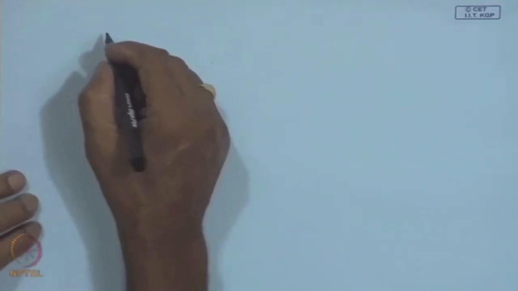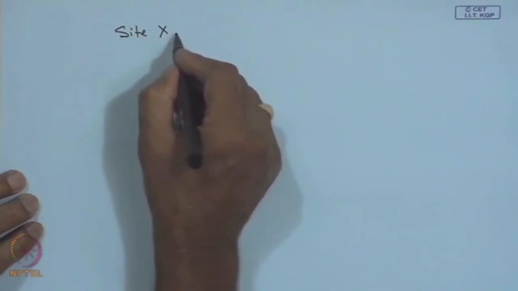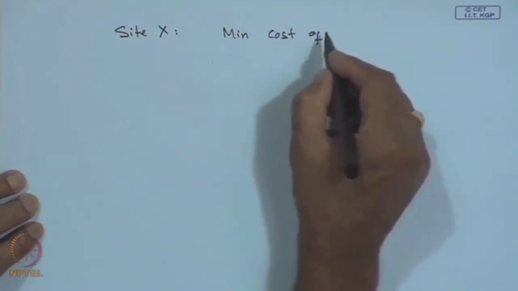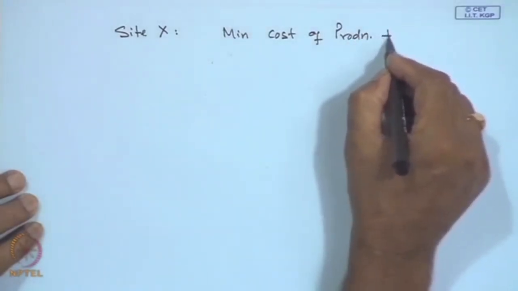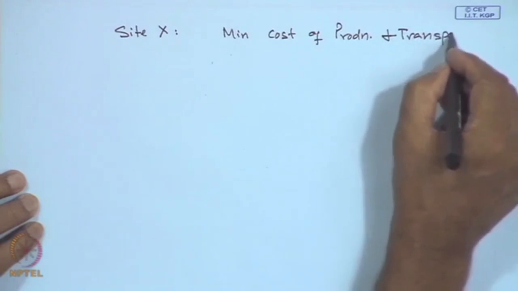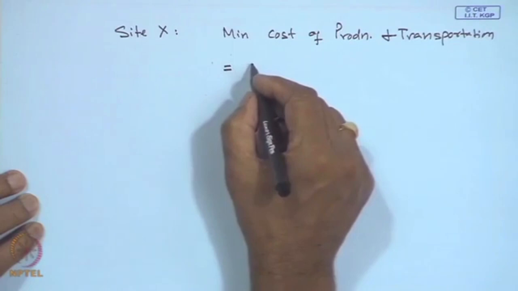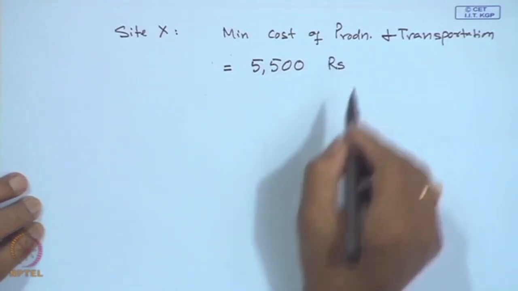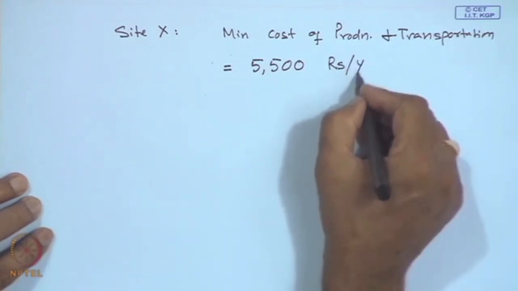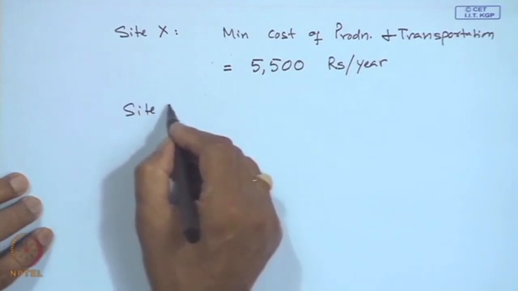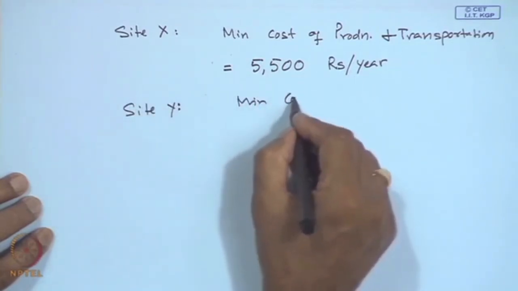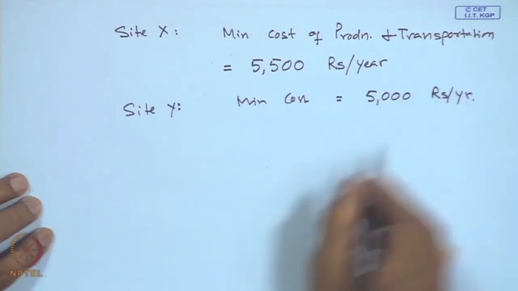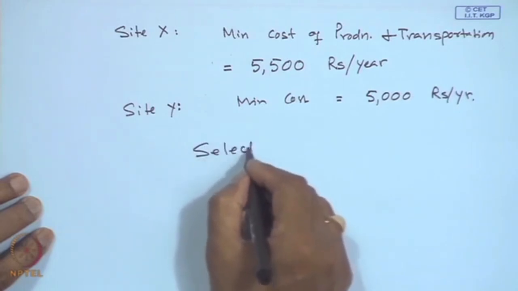Now, suppose site X is selected, then the minimum cost of production and transportation could be 5,500 rupees per year, and for site Y, the minimum cost could be 5,000 rupees per year. It means select site Y.